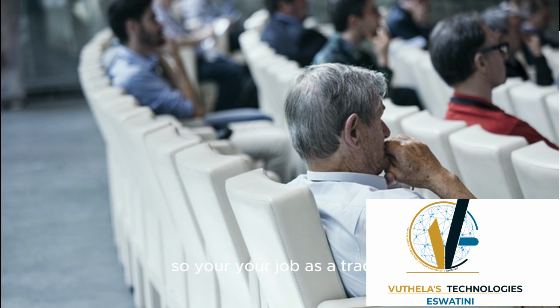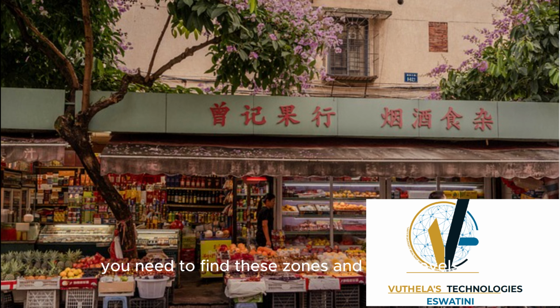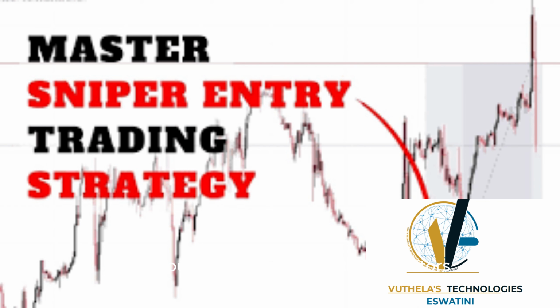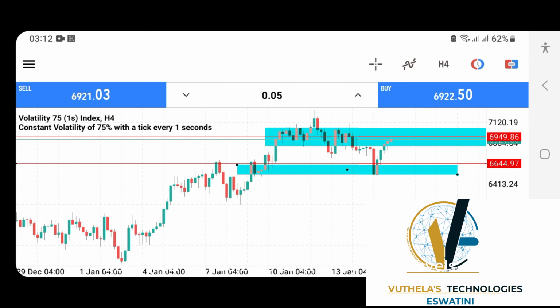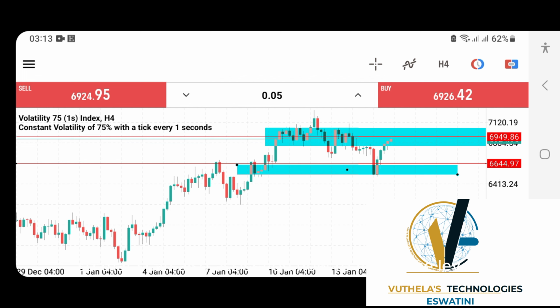Okay, so your job as a trader, you need to find these zones and these levels. You do not need a robot, you don't need a lot of indicators, but if you are able to identify these levels with your own eyes, you will be able to trade and make the most amount of money in the market. Please write in the comments section below if you were able to find these levels, so that I can also assist you in how to find them.